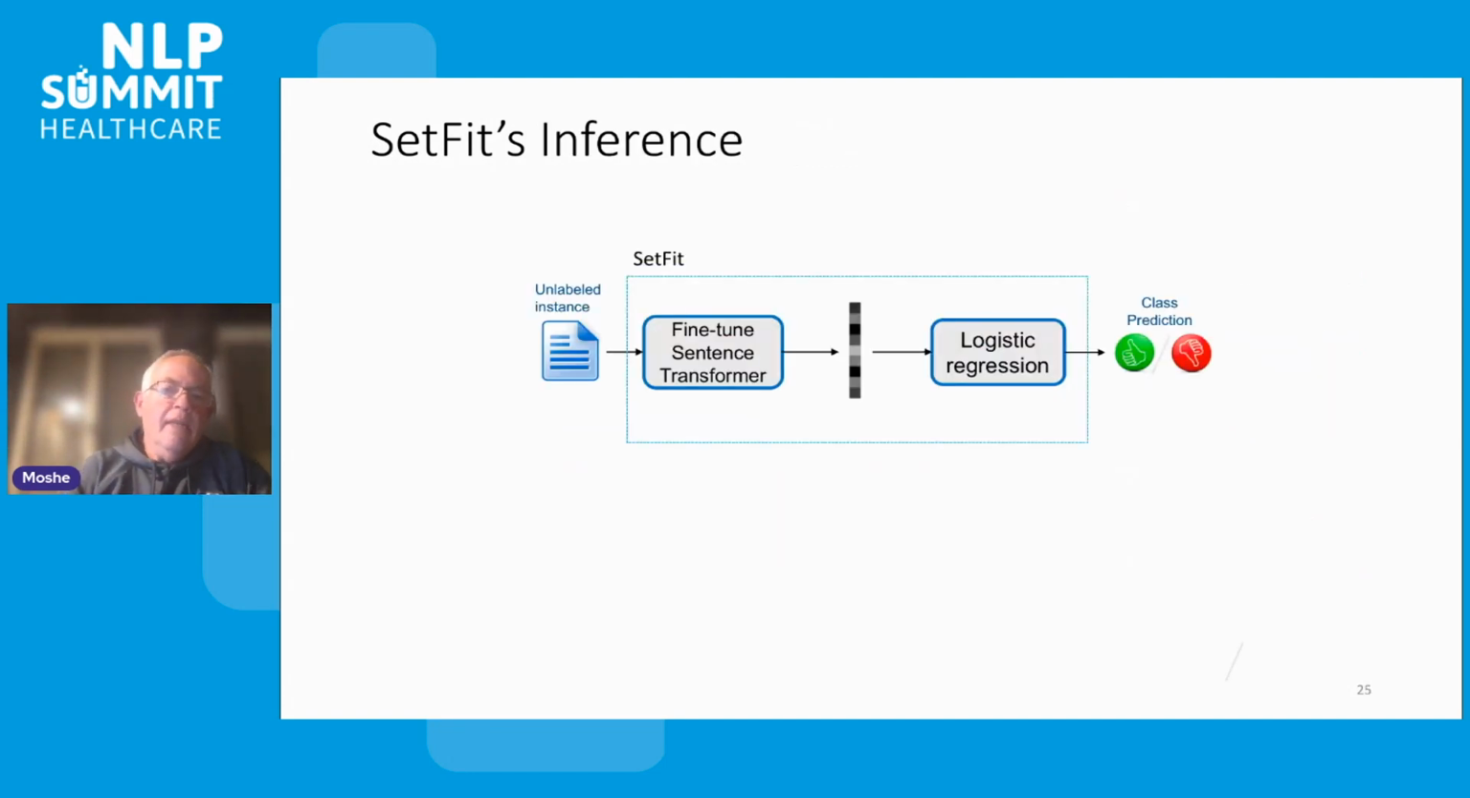And at the SetFit inference phase, the SetFit model is used to predict the class, of course. It mostly resembles the training phase. In the first step, we use the fine-tuned sentence transformer in inference mode to generate an embedding vector for the unlabeled inference instance as the input, as we can see here in the image. Then we use the trained logistic regression to classify the embedding vector to one of the two classes. For example, if it's sentiment analysis, it's the positive or negative class.